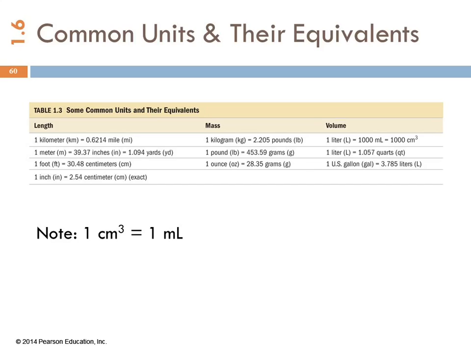Here are some relationships between units. There's a couple of these I want you to know. I want you to know this one. 1 inch is exactly equal to 2.54 centimeters. Notice that it says exact. They actually redefined the inch to be exactly 2.54 centimeters. The rest of these you might have to look at to figure out a problem in Mastering Chemistry or something.